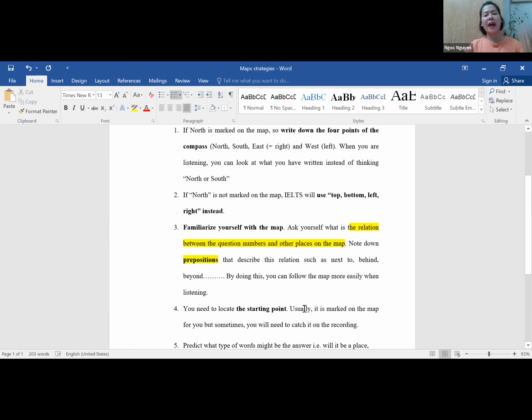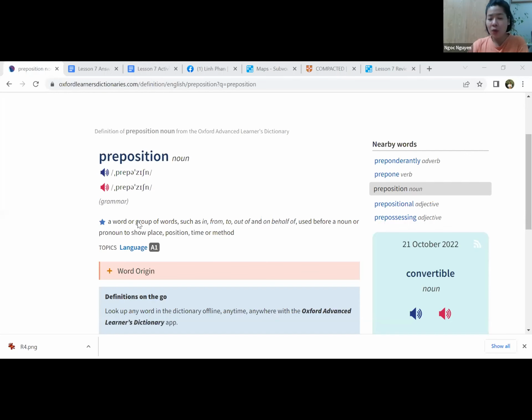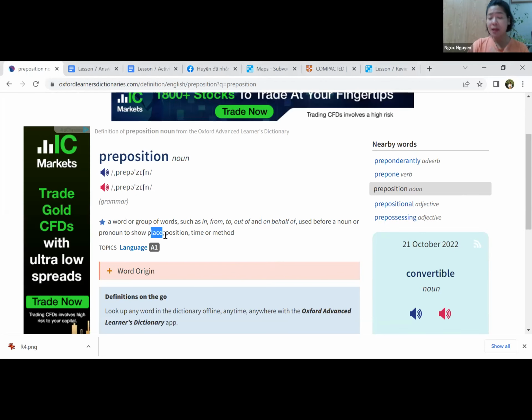Okay, and you may ask me, what are prepositions? According to Oxford, prepositions are the words that are used to show relationship between words, a word or a group of words, used to show place, position. Ignore time or method, because when you complete a map, you don't care about time or method, you care about places or position.